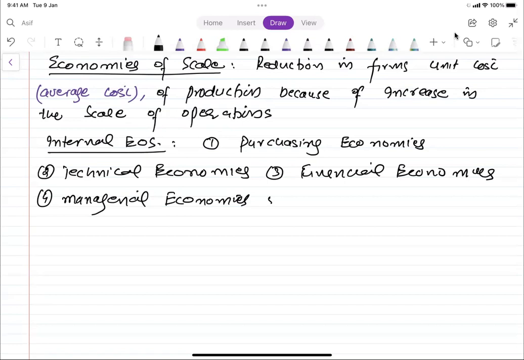Then we have the marketing economies. There are many marketing economies that businesses can obtain. They range from the branding benefits. For example, if you're a larger business and you launch a product, your range of products is already introduced into the market, so you need less effort to introduce that product to the market, and it will immediately become popular. That is called branding benefit.